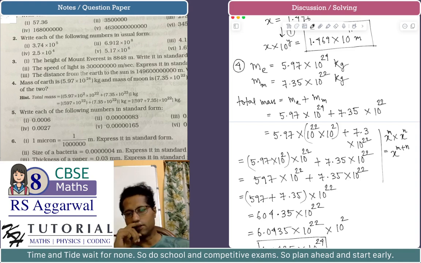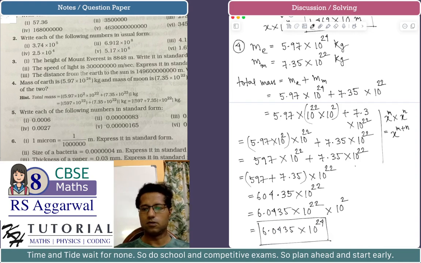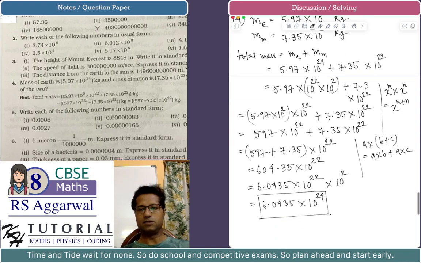So I can apply the distributive law of multiplication over addition, and I can rewrite it as this. Using the distributive law of multiplication over addition, that is, A multiplied by B plus C is equal to A multiplied by B plus A multiplied by C. Now I added 597 plus 7.35. It came out to be 604.35 multiplied by 10 to the power 22.